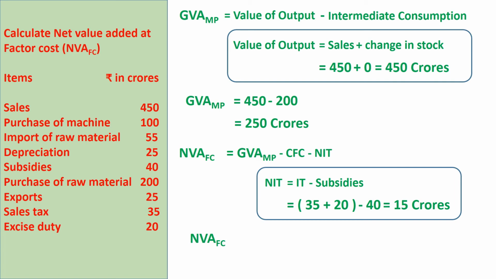NVA at factor cost is equal to GVA at market price, that is 250 crores, minus CFC, that is 25 crores, minus NIT, that is 15 crores, equal to 250 crores minus 40 crores, equal to 210 crores.